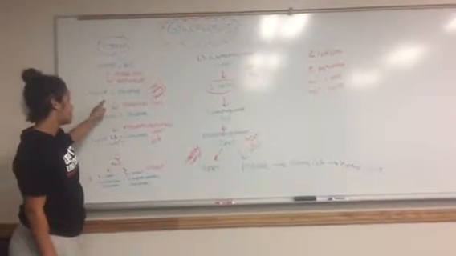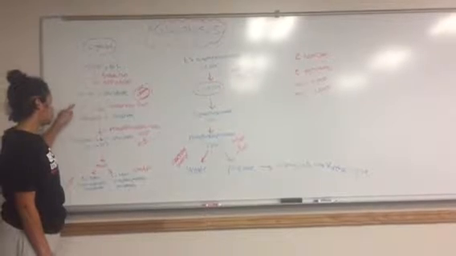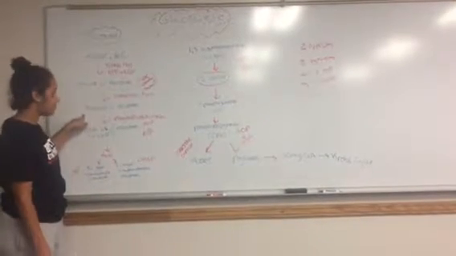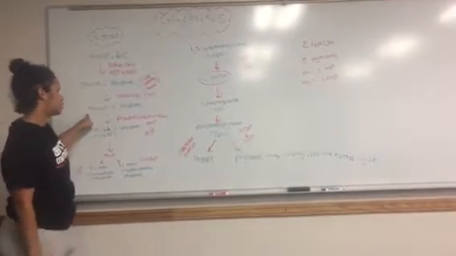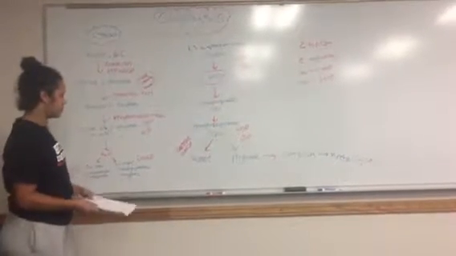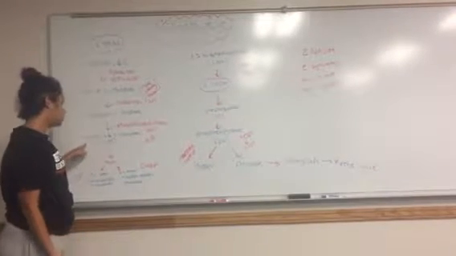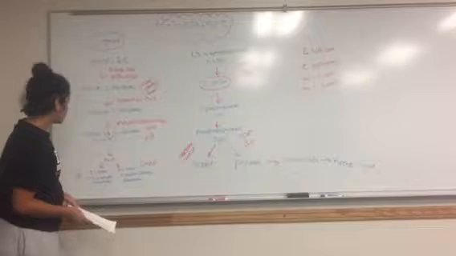So after that, it goes through an isomerase reaction, which converts the glucose 6-phosphate to a fructose 6-phosphate, and then it goes through phosphofructokinase, which also takes a phosphate from ATP, making it into ADP. And this creates a fructose 1,6-bisphosphate.